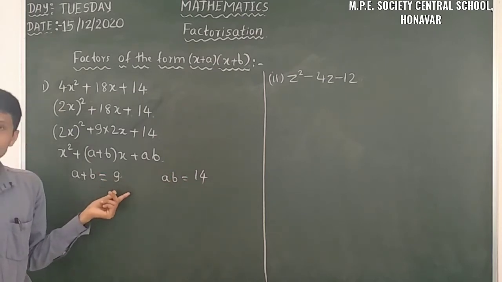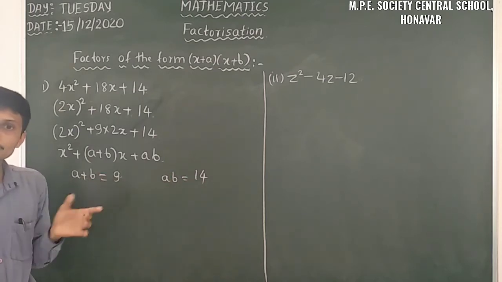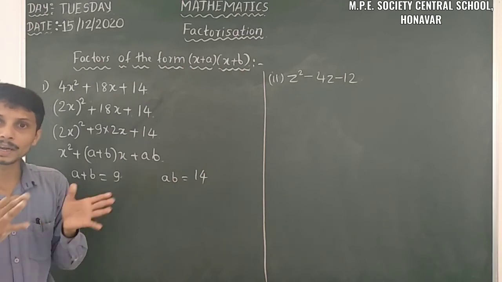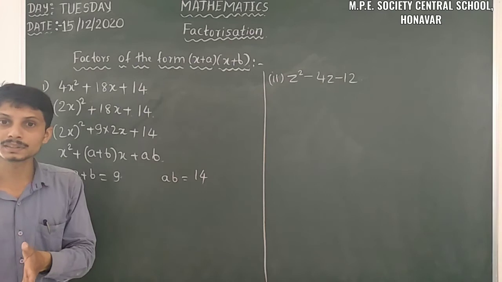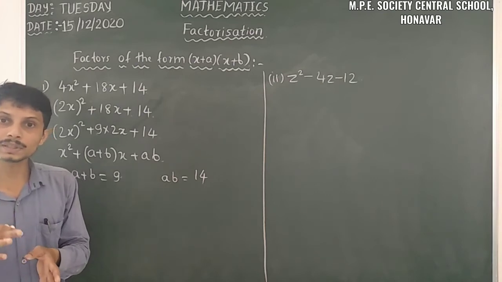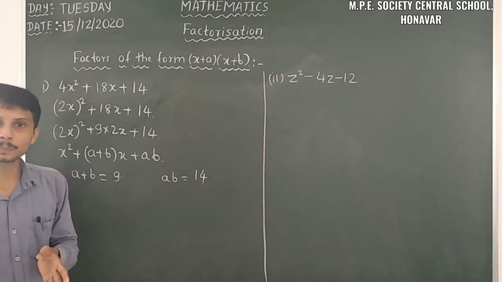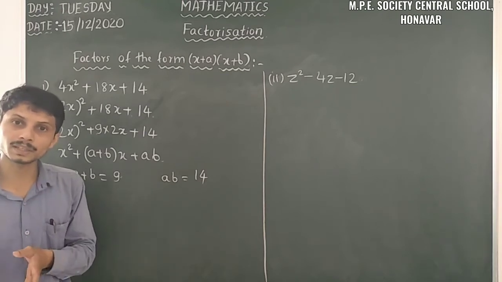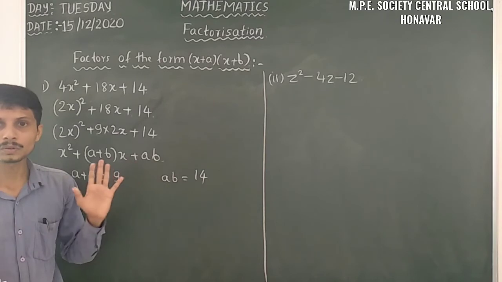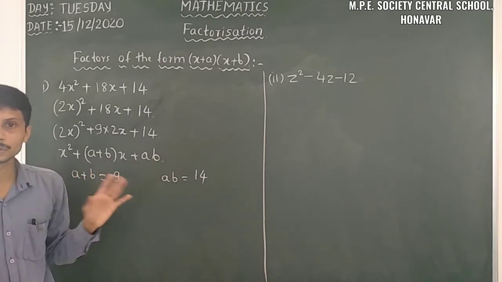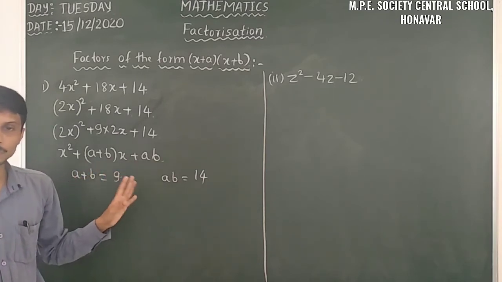We can get 9 as 1 plus 8, that is possible, and 2 plus 7 is possible, and 3 plus 6 is possible, and 4 plus 5 is possible. Many possibilities are there. But what about the product? So we have to check each and everything. Both conditions we have to check.